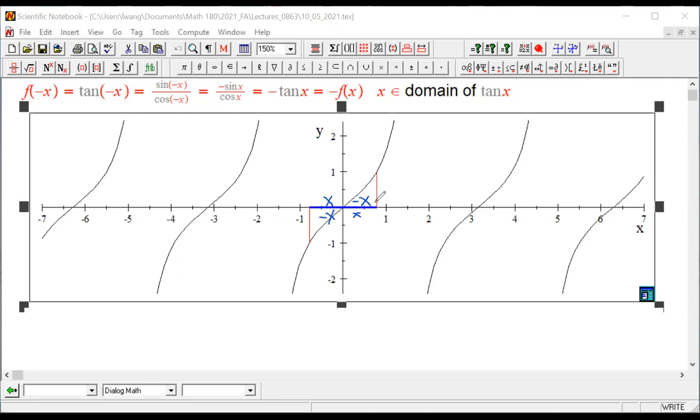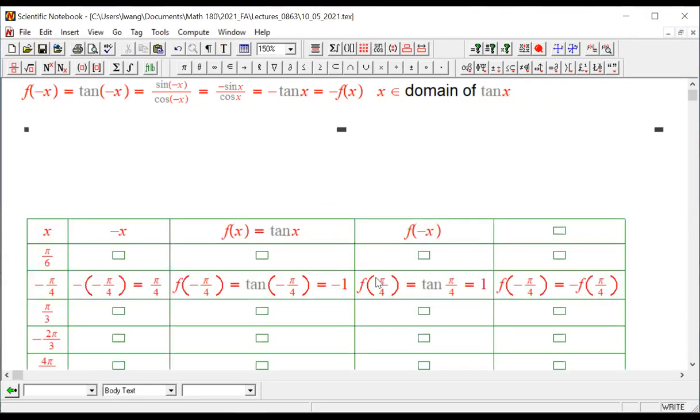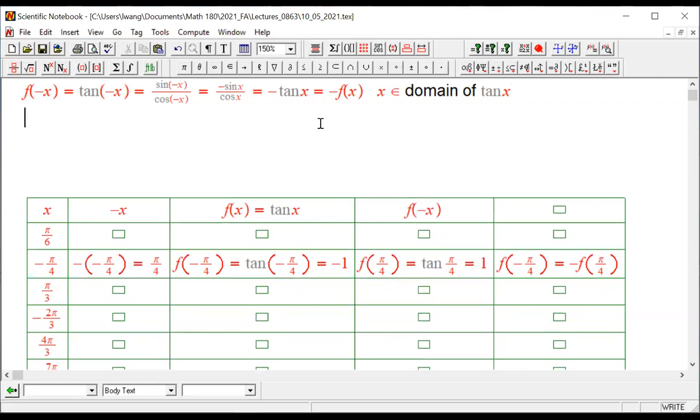Okay, so these two red, even though they have the same length, they're opposite in sign. They're opposite. You follow me? All right, so I think that's enough about even odd functions.